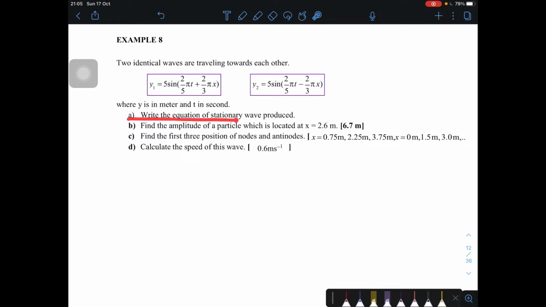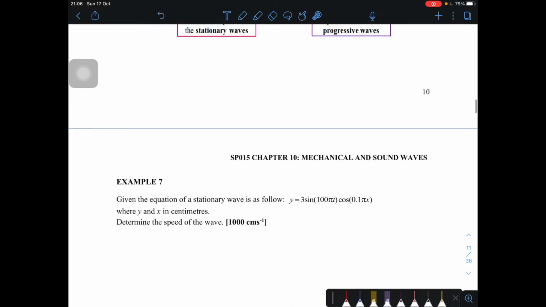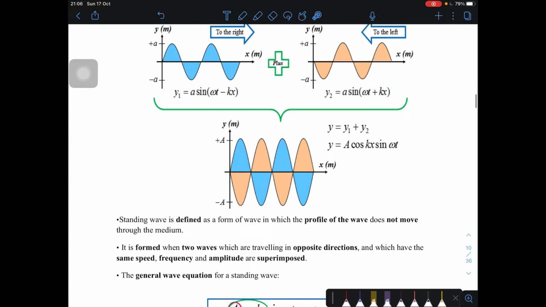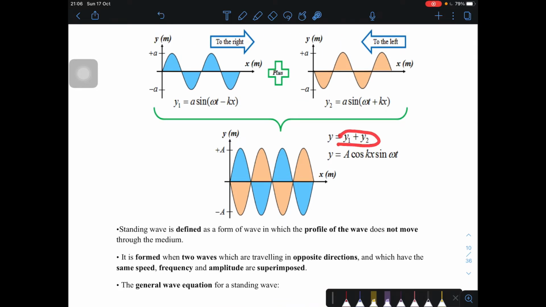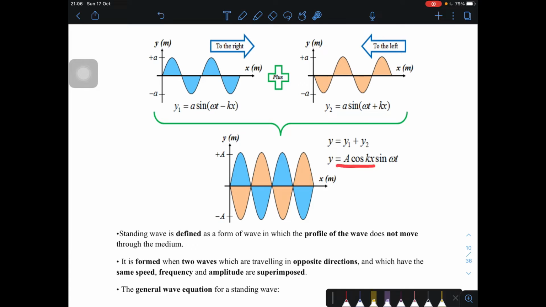First question, write the equation of stationary wave produced. So we want to write the equation of stationary wave. So kita gunakan simbol S dekat sini, ys. And we know that ys is equal to y1 plus y2. Bermaksud kita kena tambah these two equations. Okay, but that would be a little bit complicated. Okay, kita tengok nota semula. Apabila kita tambah y1 plus y2, di mana satu adalah negatif, satu adalah positif, so hasil tambah akan sama dengan A cos kx sin omega t.